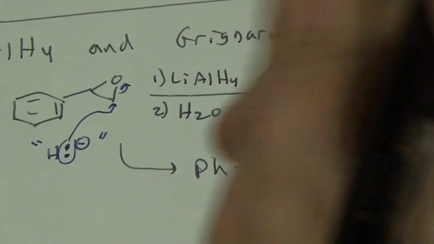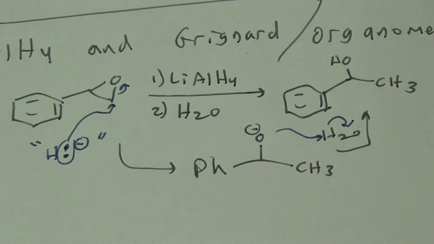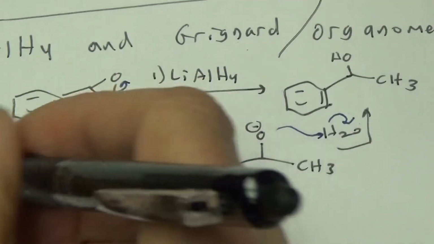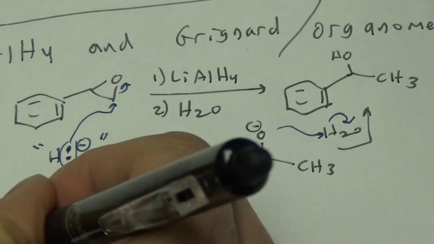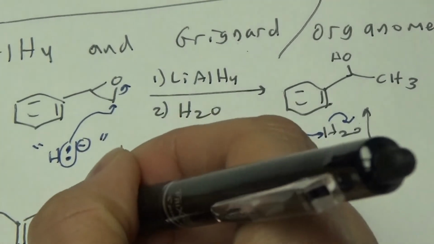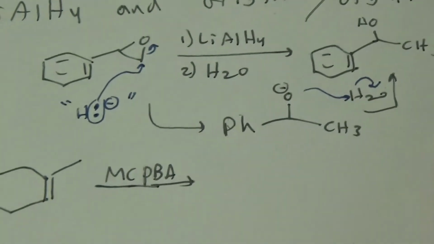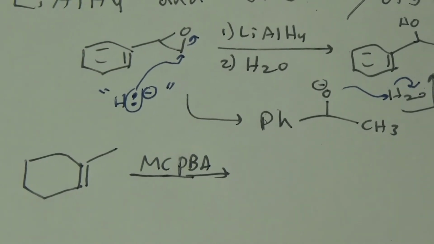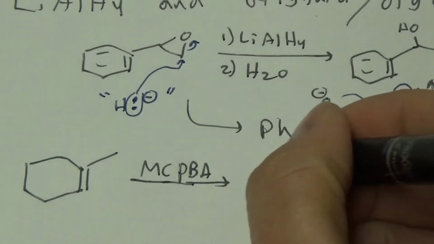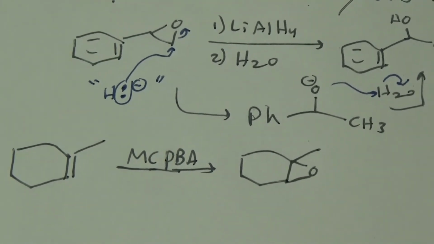Water. Okay, what about another one? Let's do, take this alkene, mCPBA. What does that make? It makes the epoxide.